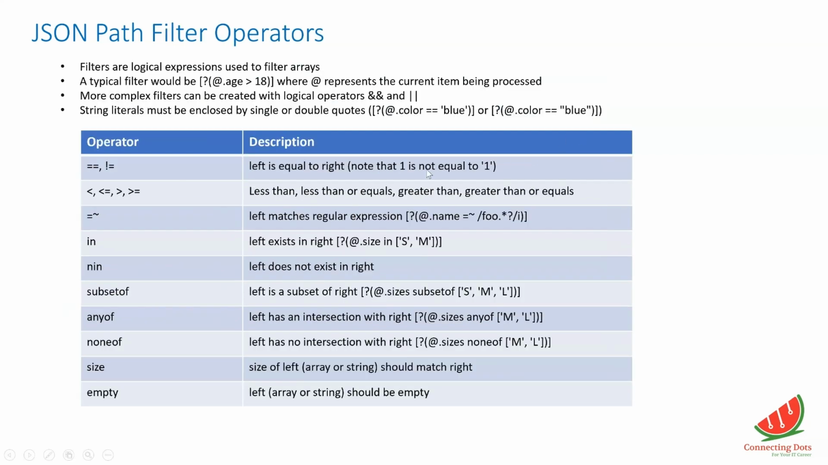Next, you can write JSON operators inside that filter. We have seen equal to, not equal to as well. Similarly, you can write less than, these comparators, right? And these are the complex operators: size, empty, none of, subset of. Even I have not used them so far in SailPoint.